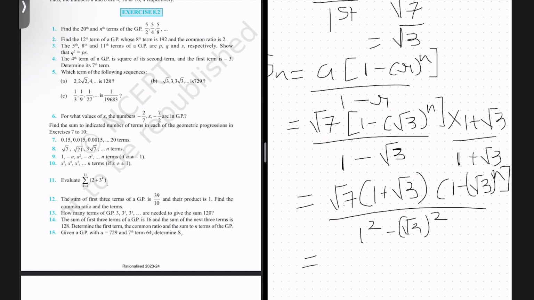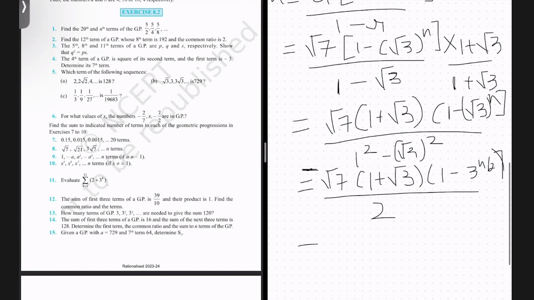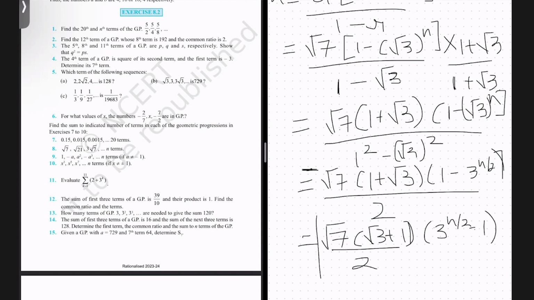Right. Now, solving this, the negative comes up here, 1 plus root 3, and in the bracket you now have 1 minus, let us express root 3 as 3 raised to the power half. So this now becomes 3 raised to the power n by 2, correct, to simplify our work, and the denominator becomes 2, right? I've already written the negative sign that comes from 3 being subtracted from 1. Now let us propagate this negative sign into the bracket, and when you do that, the final answer that you're going to obtain is root 7 multiplied by root 3 plus 1 divided by 2, times 3 raised to the power n by 2 minus 1, and this is going to be your sum for the n terms. Correct.